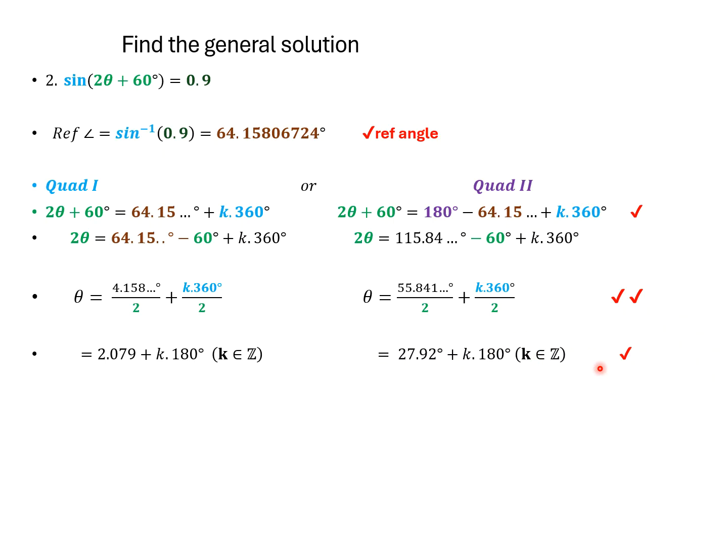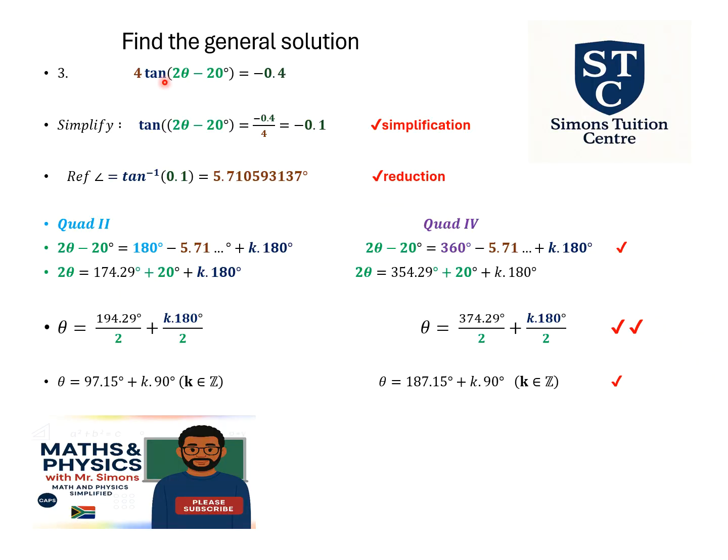All right, let's look at the third problem. Find the general solution given 4 tan(2 theta minus 20 degrees) equal to negative 0,4. Again, I need to get rid of any coefficient of tan. So I'm going to divide by 4, so negative 0,4 divided by 4 gives me tan(2 theta minus 20 degrees) equal to negative 0,1. 1 mark for simplification.